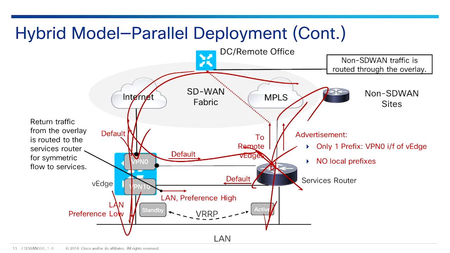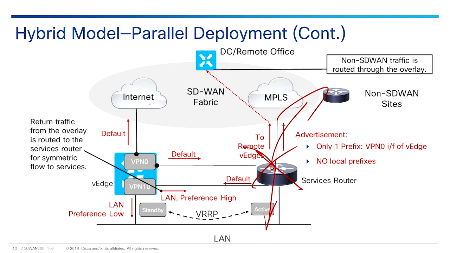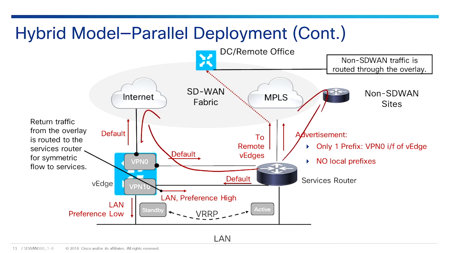The services router must route all overlay traffic to the vEdge. So if you are connecting to an SD-WAN site, you would route that way. If you're connecting to an MPLS site, you would route that way directly over the MPLS. Okay? On the transport side, the underlay, the services router announces a single prefix, that of the vEdge TLOC MPLS, so that other vEdges can reach the local vEdge through the MPLS transport. The services router must be able to route to all other vEdges.